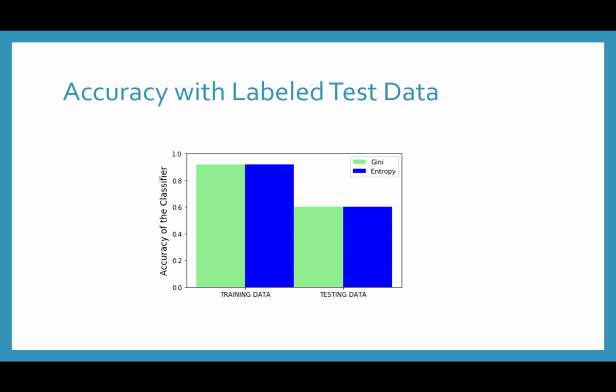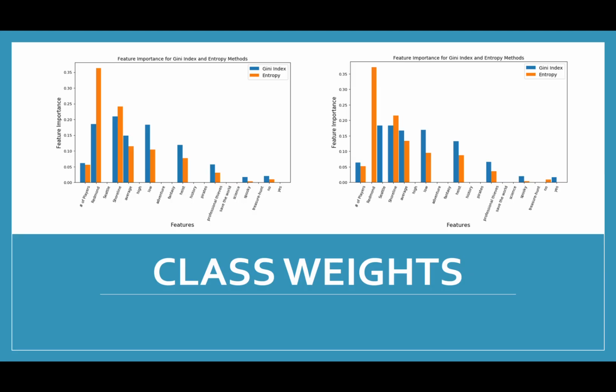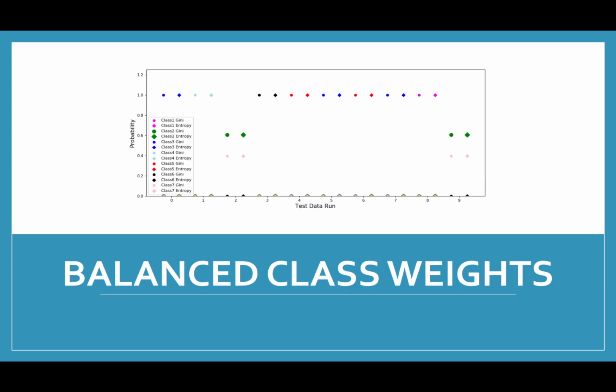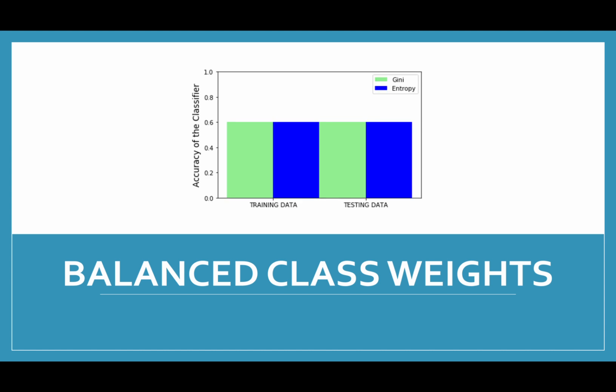When I looked at the accuracy with labeled test data, we can see the sudden drop between the accuracy with the training data and the testing data. But again, overall, the Gini and entropy methods perform exactly the same on exactly the same data. I also explored the difference in class weights, and how it affects the feature importance distribution for the 2 methods. I also applied it to these 25 samples of random data and saw the results above. And when I looked at the accuracy between the balanced and unbalanced version of the 2, again, there was no difference.